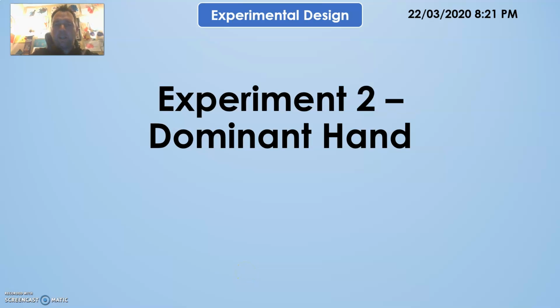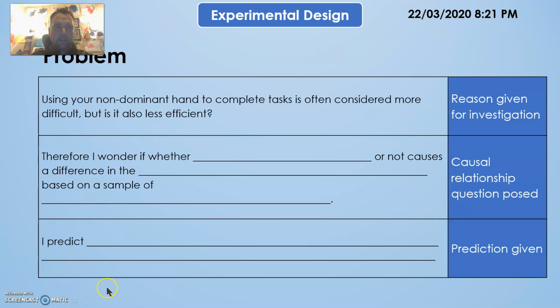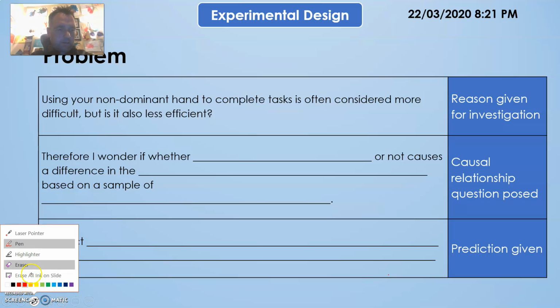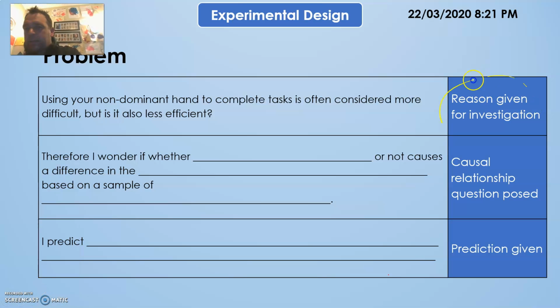Okay, we're going to have a look at experiment 2, which is using your dominant hand and its effects. So we have the same 3 stages as in the first experiment. We need a reason given for the investigation, and usually this is the thing that's given to you. So using your non-dominant hand to complete tasks is often considered more difficult, but it's also less efficient. So that brings up a number of questions.